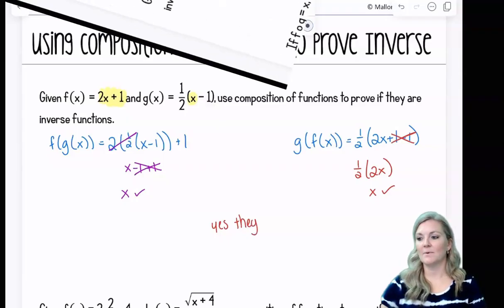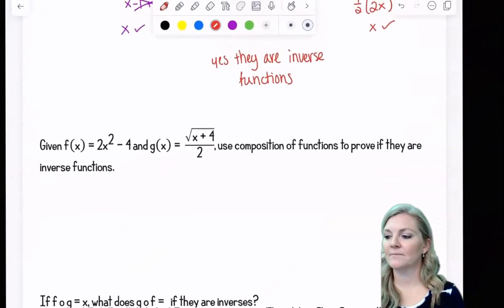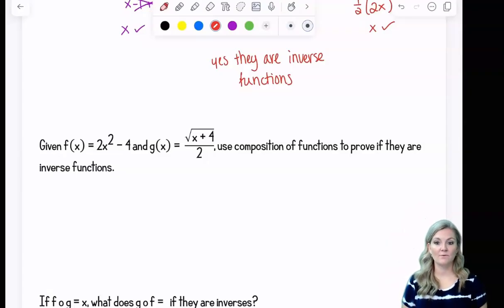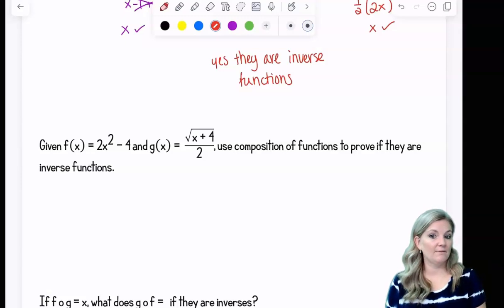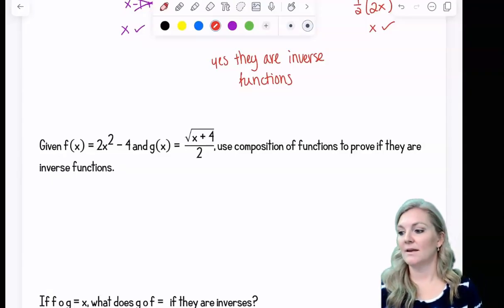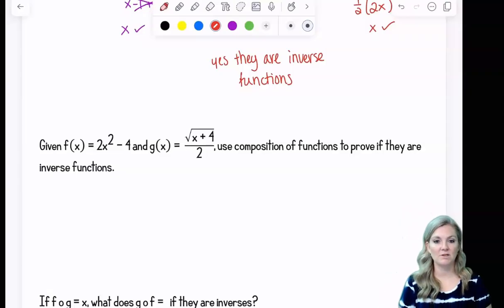All right, second example, I have 2x squared minus 4 and the square root of x plus 4 over 2. So I was originally multiplying by 2, inverse, dividing by 2. That seems to check out. Squaring, square rooting, that checks out. Minus 4 plus 4, that checks out. Everything checks out as far as opposite operations. Let's see if they end up being inverses when I do f of g and g of f.